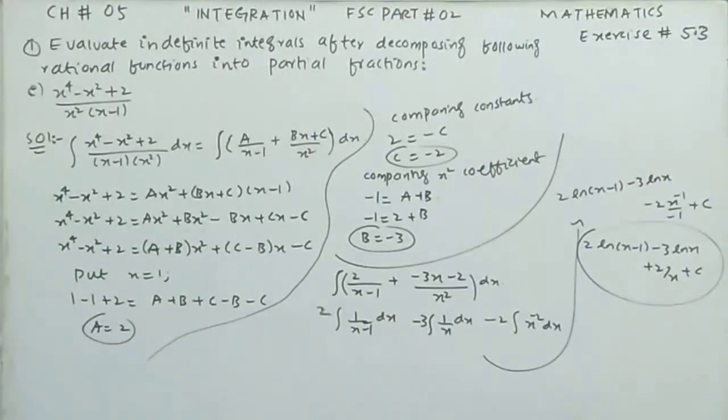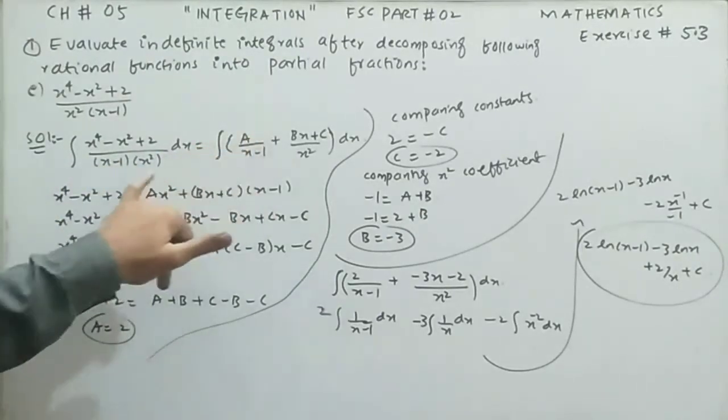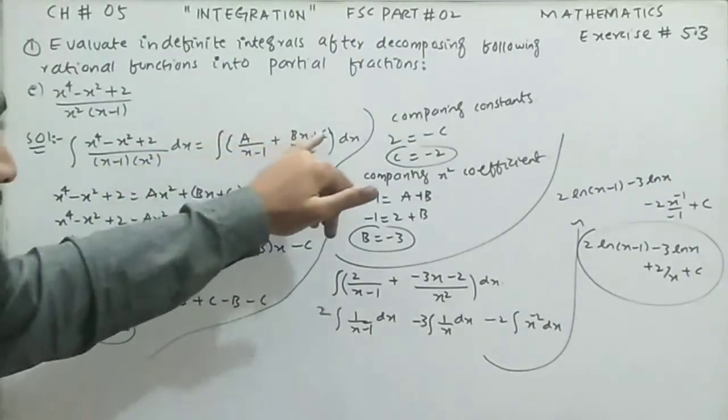Now move to the last part of today's lecture and the last part of question number 1 of exercise 5.3, part number E. It says integral of x power 4 minus x square plus 2 divided by x square into x minus 1, integrate this fraction. So over here x minus 1 is a linear factor, we will write a single constant A. X square is a quadratic factor, we will write Bx plus C over x square.